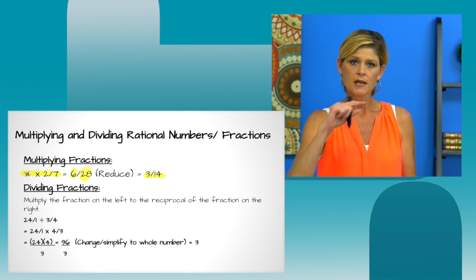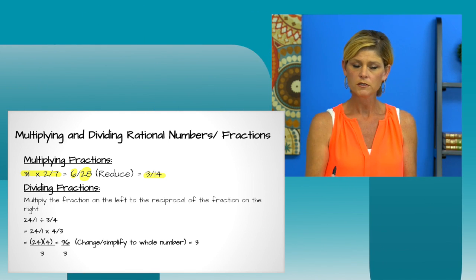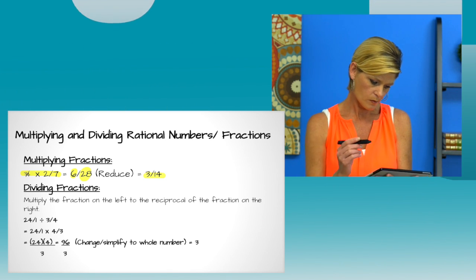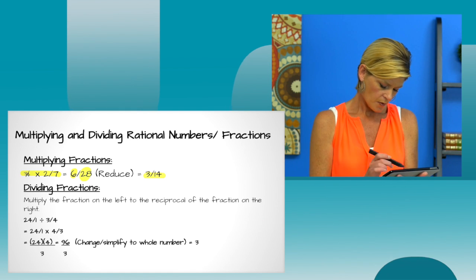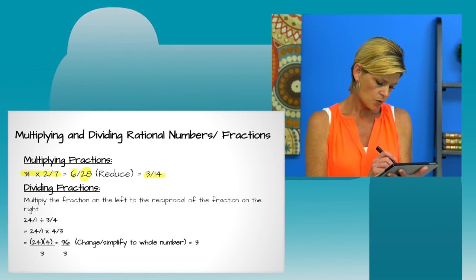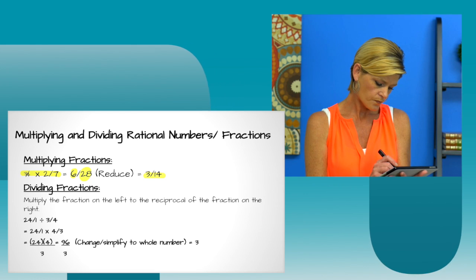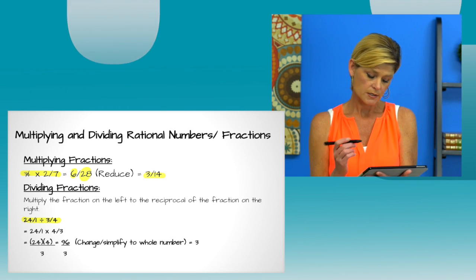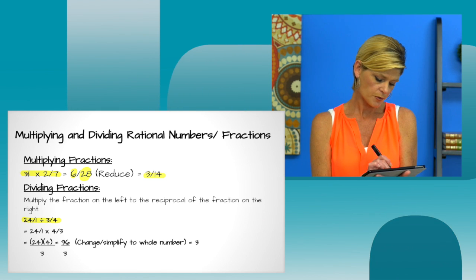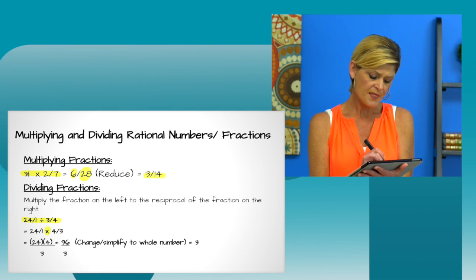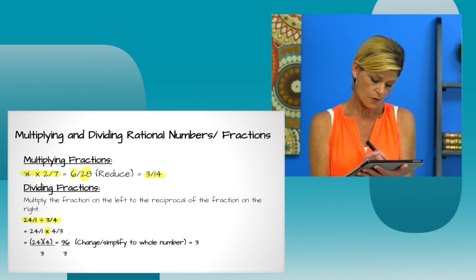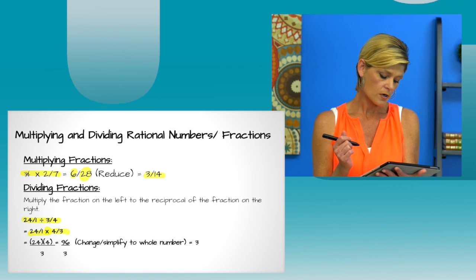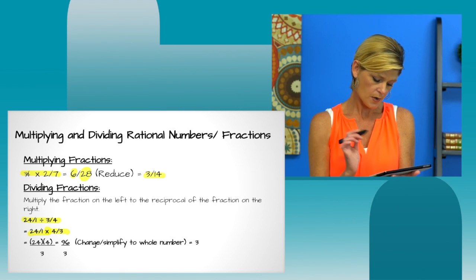Dividing fractions is a lot like multiplying fractions, but remember, the second fraction, the fraction on the right, you're going to flip. And when I say flip, I mean you're going to multiply by the reciprocal. And let's take a look at what that looks like in an actual problem. Okay, so the problem says 24/1 divided by 3/4. All right, so the first thing we're going to do is change the division sign to a multiplication sign, and then get the reciprocal of 3/4, which is 4/3. My problem then becomes 24/1 times 4/3.